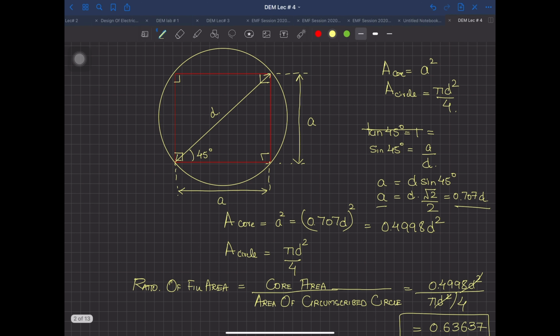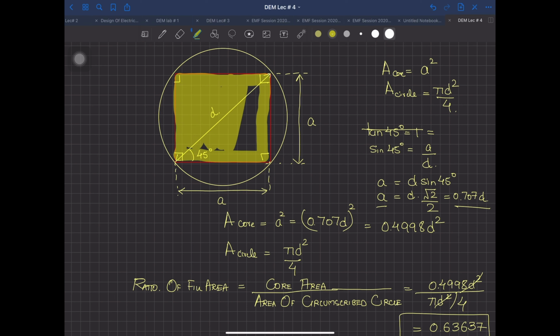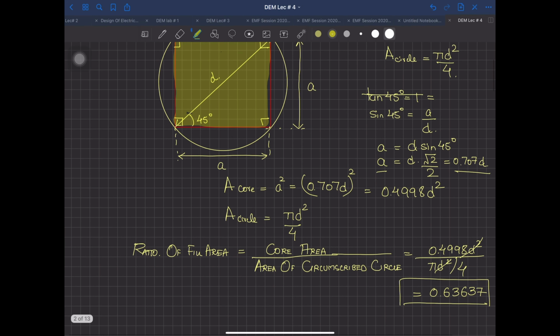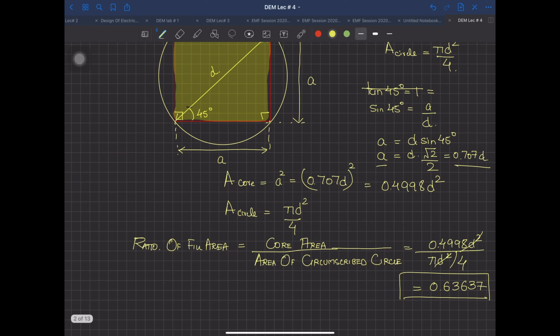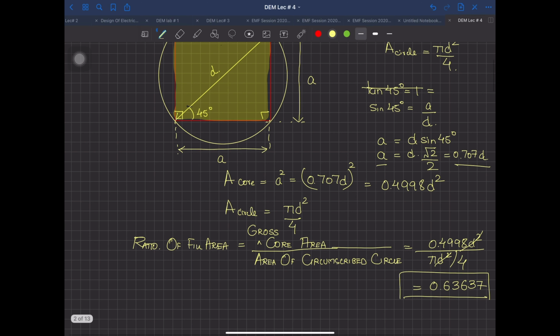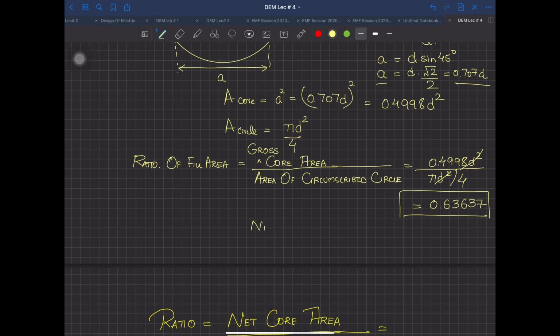What this is telling me is that the shaded region inside this one is 63.64% of the whole circumscribed circle. You wanted something like 100% of the circle area, but you have got 63.637. Now, in your book, they have used one term and called this the gross core area. Gross means that it is the area which is in front of you. But there is going to be another factor which is going to be called the net core area.